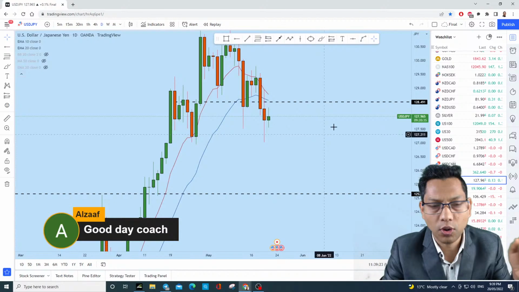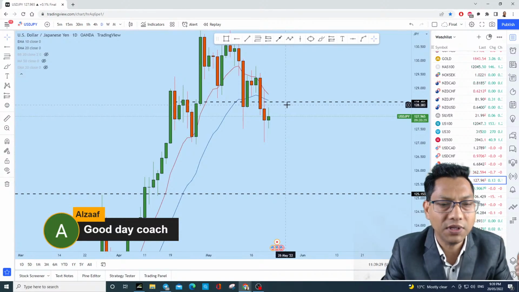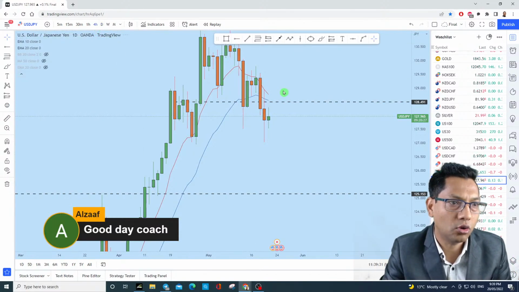Okay, I don't want to throw money away. So if price reaches there, I'll be selling, and I'll send this trade signal to our VIP members. So this is the zone. Now let's go to the 4 hour.